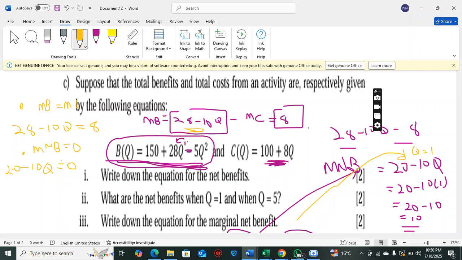What value of Q are we finding? Yes. Okay, because if we use the MB equals MC equation, you just take this negative 10q to this side, and this 8 comes to this side. 20 minus 8, that is 20. Divide both sides by 10, Q equals 2. Madam Juliet, have you also found 2?